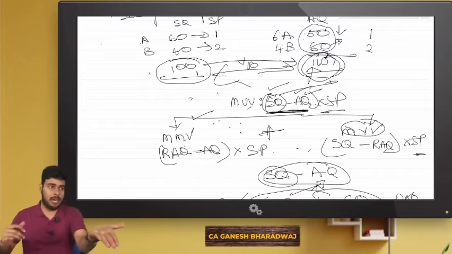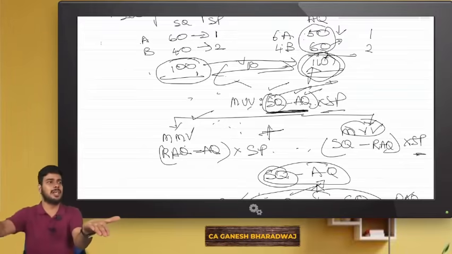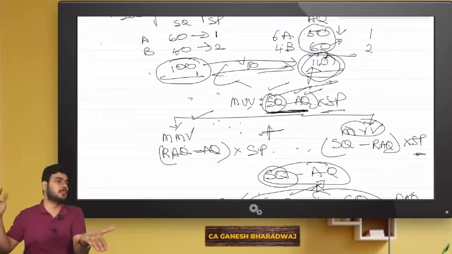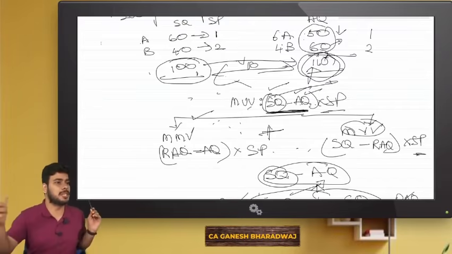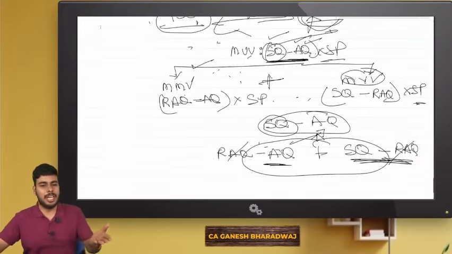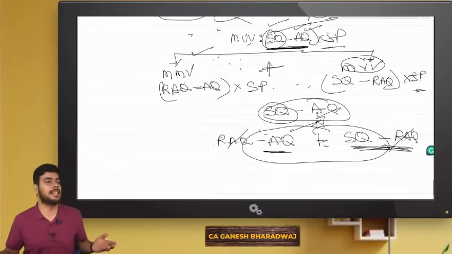Revised actual quantity minus actual quantity into standard price only. No doubt about that. And your yield variance is the balancing figure. It's a balancing figure. Are you clear with this? How do you balance? That's what I just told you, no? If you add something, you should get the total. Correct? So add SQ minus RAQ, you will get it.